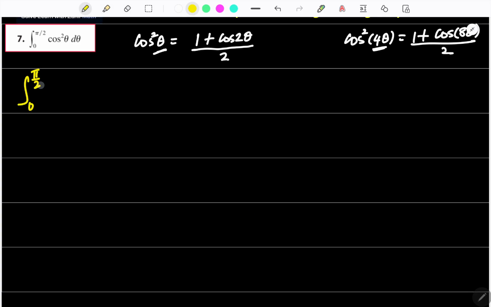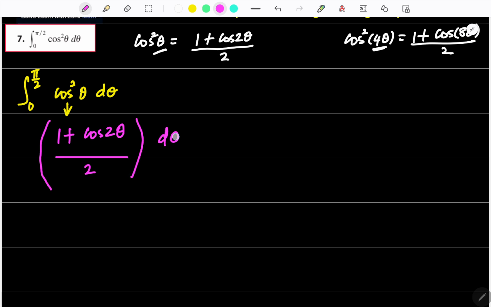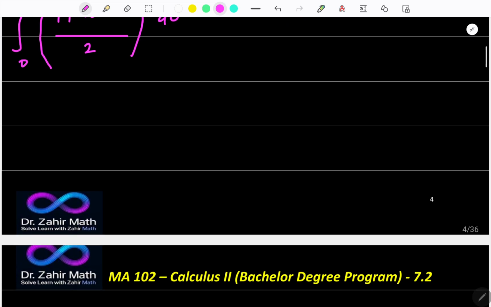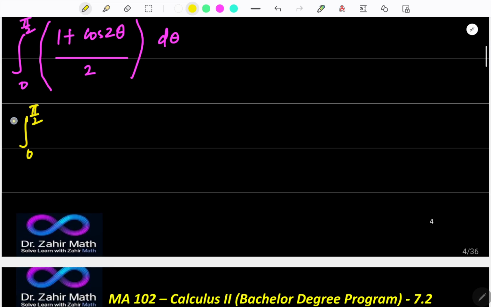Integral 0 to pi by 2 cosine square theta d theta. So cosine square theta is (1 plus cosine 2 theta) divided by 2, and then d theta, integral 0 to pi by 2. This is not an integral formula. This is a 0 to 2 formula. Keep in your mind, that means it's a trigonometric formula, not the integral formulas. So this equals integral 0 to pi by 2. 1 by 2 is a constant, I will take it out. 1 plus cosine 2 theta times d theta.